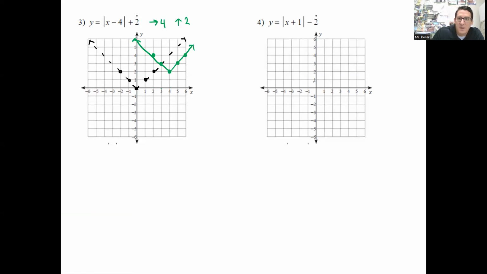This next one, just quickly put in the parent function. So I'm going to shift that one. Again, that's going to be a shift left 1. Remember, it's opposite what you think. So plus 1 is going to be the left 1, and then down 2. So left 1, down 2. And then I can put in the other points around it.